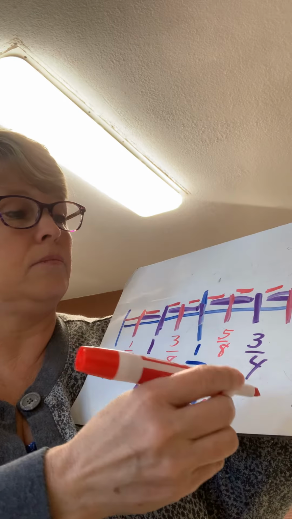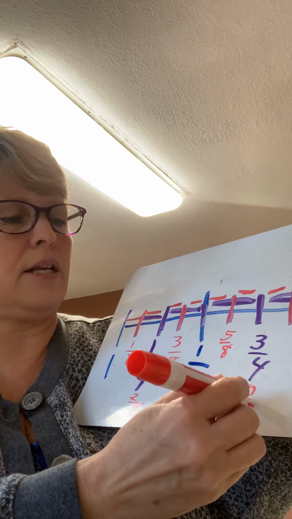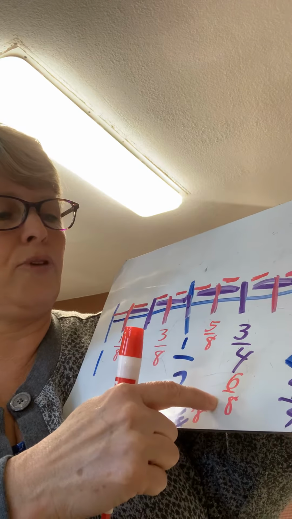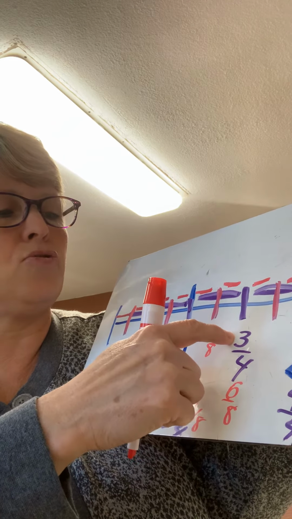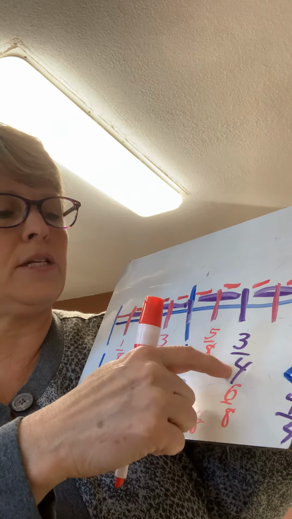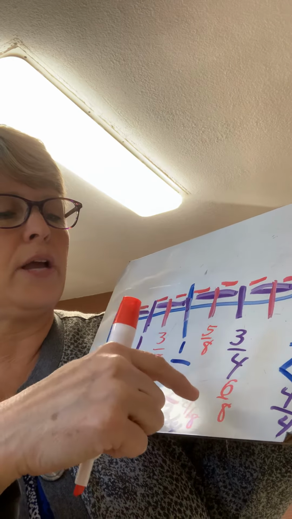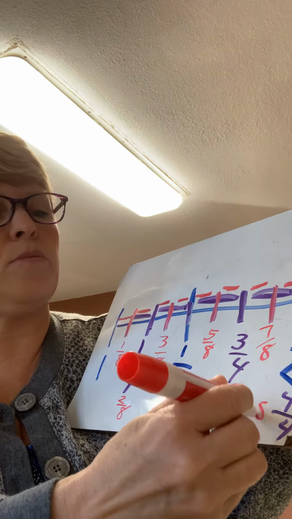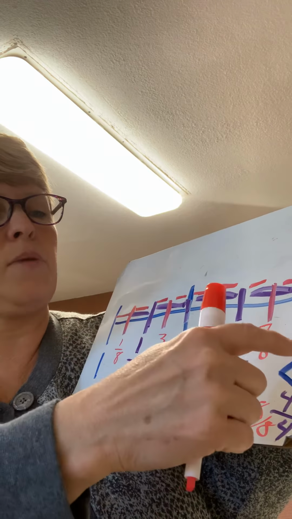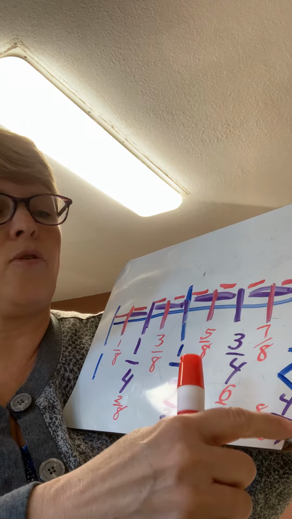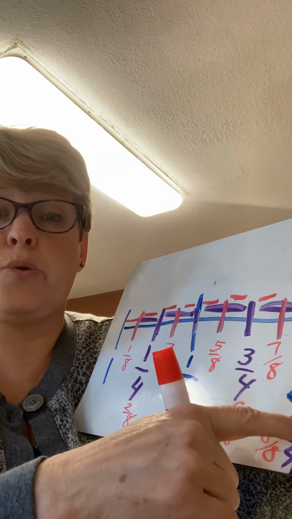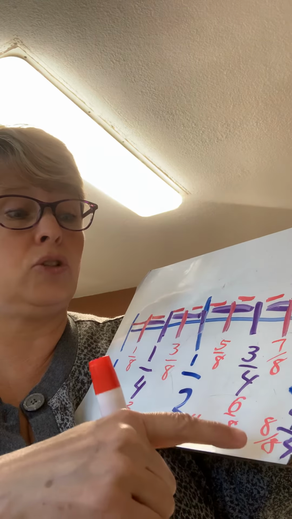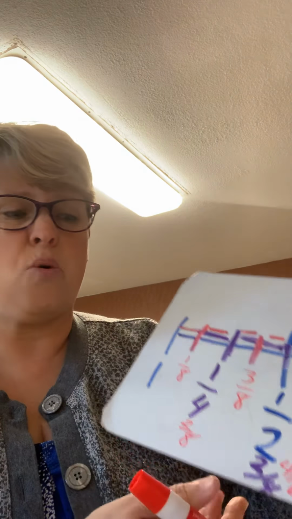5/8. Interesting. 6/8. 3/4 and 6/8 are equivalent fractions. Look at that. 3 as the numerator and 4 as the denominator. 6 as the numerator, 8 as the denominator. 7/8. And over here would be 8/8. The same as 1 whole. 8/8, 4/4. So anytime you see a fraction with the numerator on the top and the denominator on the bottom the same, it is equal to one whole. So we'll work some more with that later.